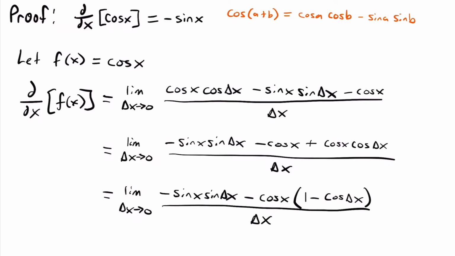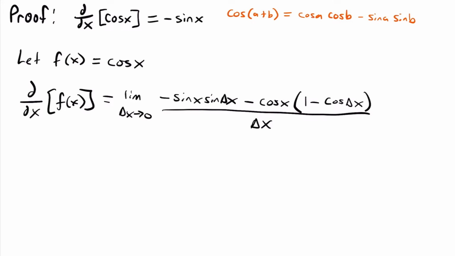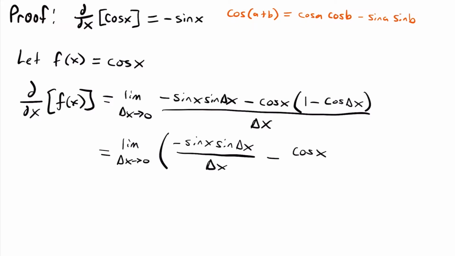And so if we clean up our work again, our next step is going to be to split up this fraction into two separate fractions, right? We can have this term divided by delta x minus this term divided by delta x. And so if we do that, and we rewrite this limit, we'll have that this is equal to the limit as delta x approaches 0 of negative sine x times sine of delta x divided by delta x minus cosine x times 1 minus cosine delta x divided by delta x.